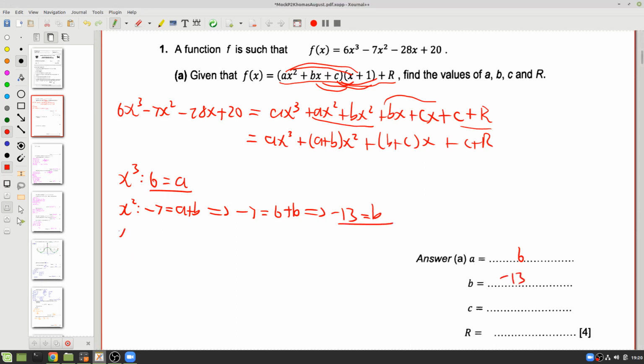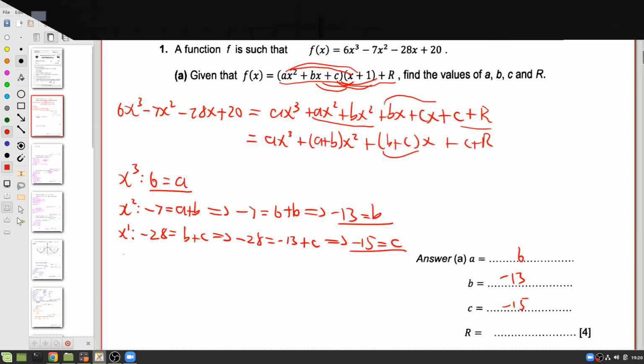Great, and then we can look at the x to the power 1s, just the x's. So here we have negative 28 as a coefficient on the left. And on the right, we've got b plus c. So equals b plus c. And again, we already know what b is, so we can just substitute that in. So b is negative 13, and then plus c. So then we can say let's add 13 to both sides. So negative 28 plus 13 is negative 15, and all that's left on the right is the c. So that's our value for c.